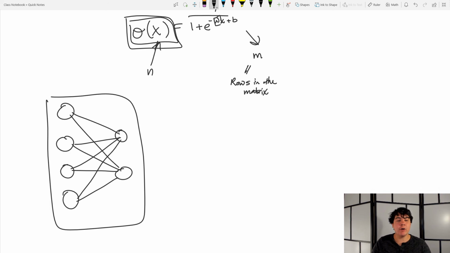So this is what we call the neuron, and this is going to be the building block of our neural network.